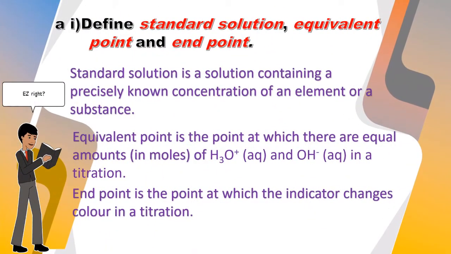So the first question is define standard solution, equivalent point and endpoint. The keywords are standard solution, equivalent point and endpoint. So this is a definition question. It's about your memory or your understanding. Standard solution is a solution containing a precisely known concentration of an element or substance. Equivalent point is the point at which there are equal amounts of moles of hydrogen peroxide and hydroxide in a titration. And endpoint is the point at which the indicator changes color in a titration. As I said, this is an easy, basic, straightforward question.